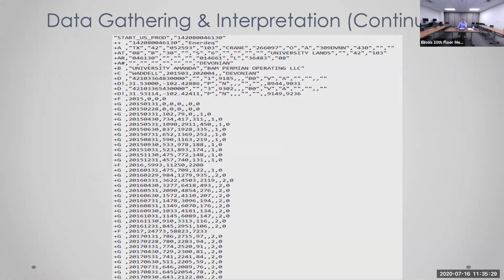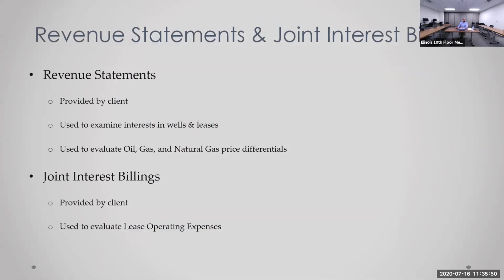And they keep going, but for simplicity, I just cut it off right here at 2017. So you can see the dates: 2015, March 31st, 15, February 28th, and that's oil and gas production, and that's basically it. All right.